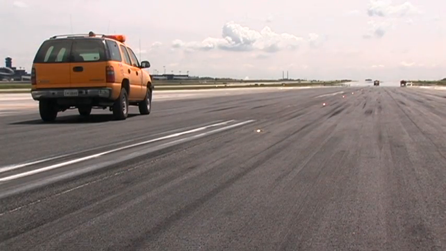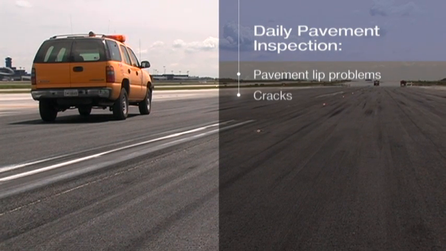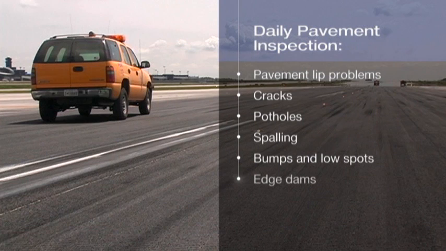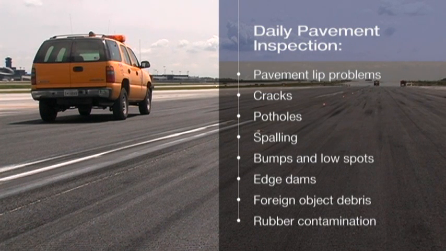In summary, the important things you should be concerned about during your daily pavement inspection include improper lips that are more than 3 inches high, any cracks because they could be the start of serious pavement problems, potholes, remembering that from little potholes bigger ones grow, breaking up of the pavement or spalling, low spots which can allow water to collect, edge dams created by vegetation along the side of the pavement, foreign object debris on runways, taxiways, and on ramps, and finally, rubber contamination, that slow buildup which can eventually make for obliterated markings and slippery runways.